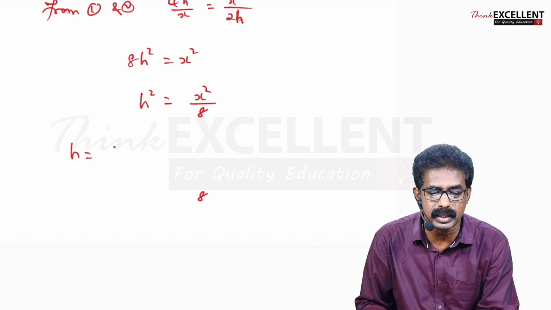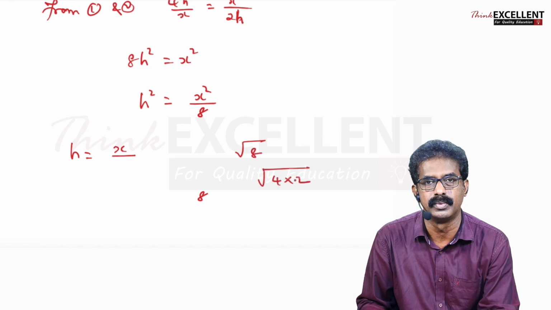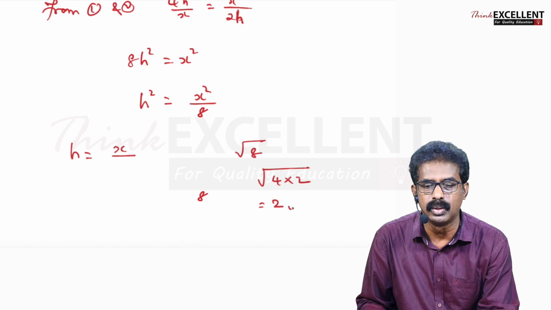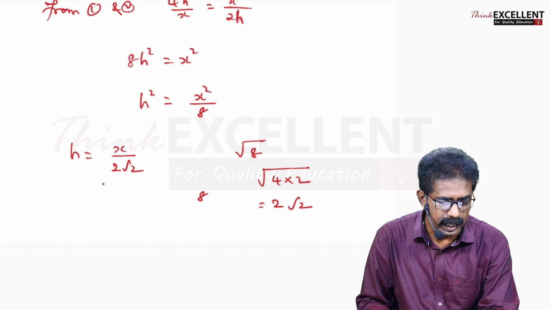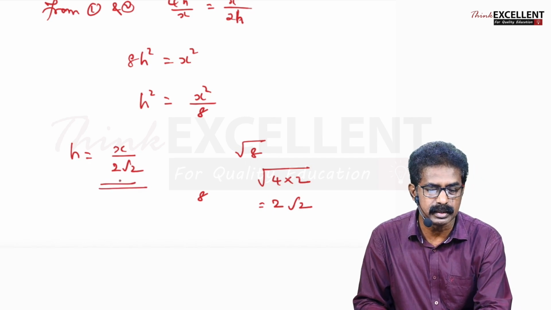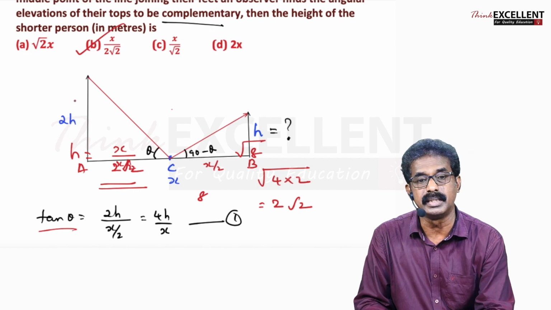x square root is x. 8, square root 8 can be written as root of 4 into 2. Root 4 is 2, so root 8 is 2 root 2, right? So height is equal to x by 2 root 2. So that's the answer, x by 2 root 2. So B is the correct option.